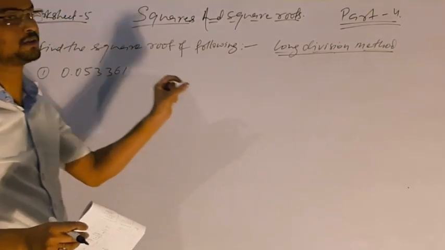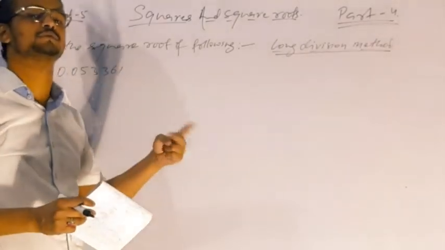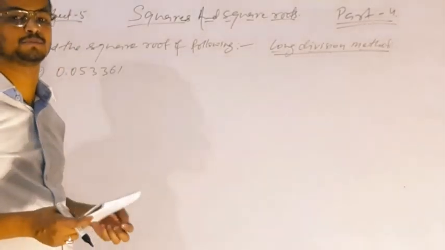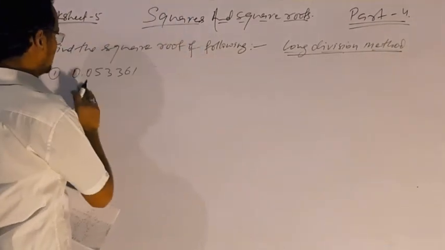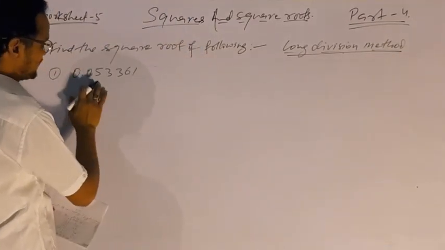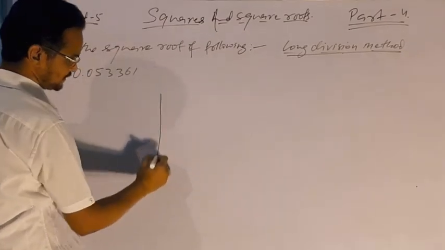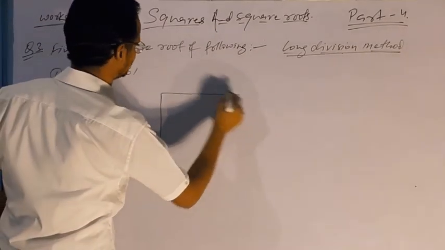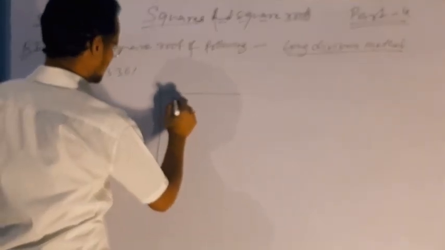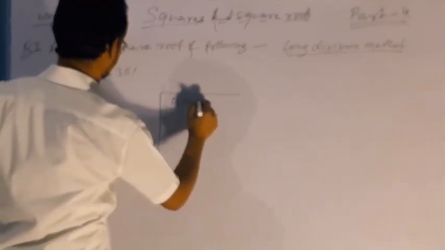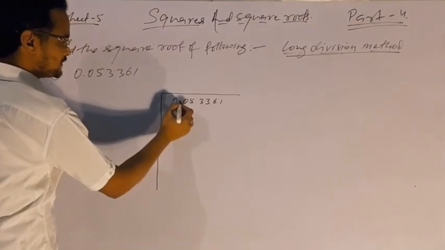This is very important in this chapter. The long division method to find the square root of that number is very important, and we must know this. Therefore, in order to find the square root of that number, we will write it in a tabular form. Firstly, suppose that it is written as 0.053361. It is a division form.